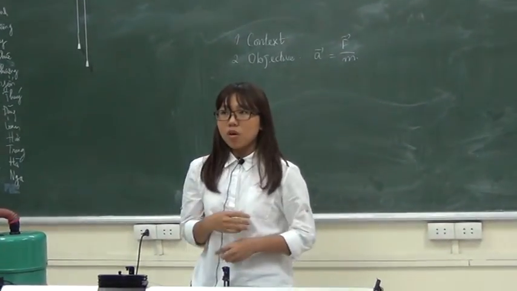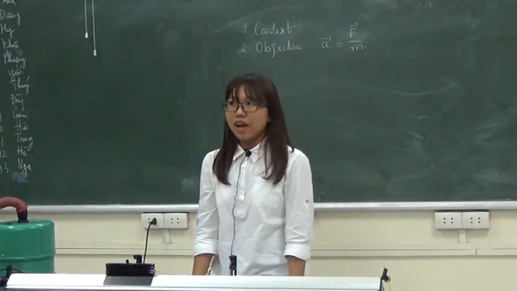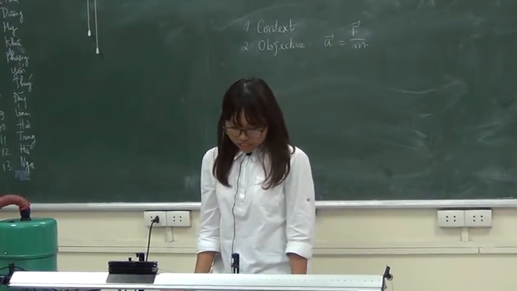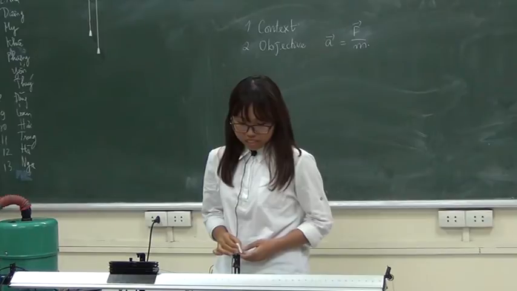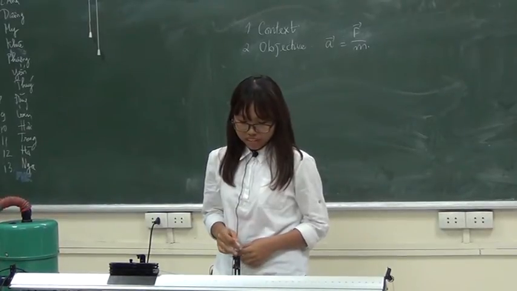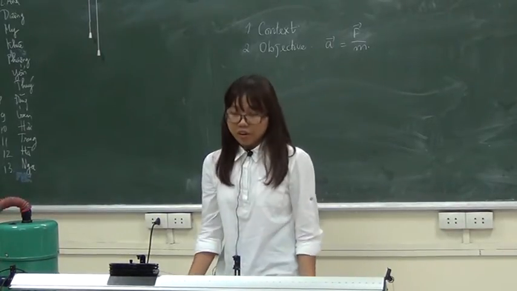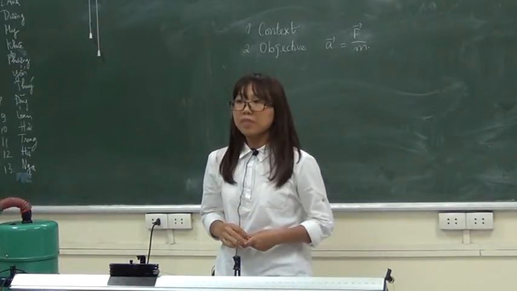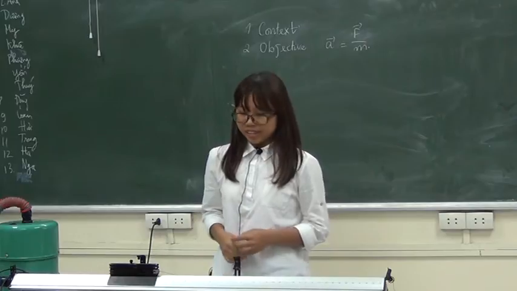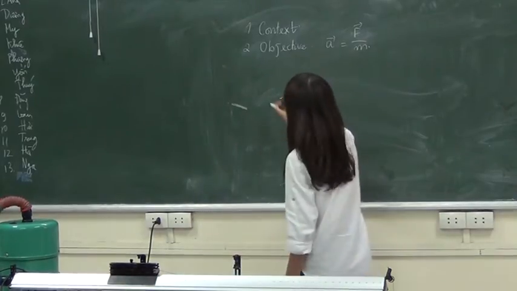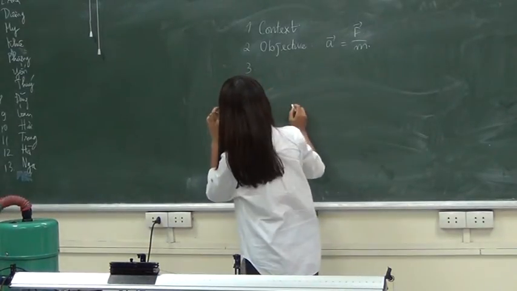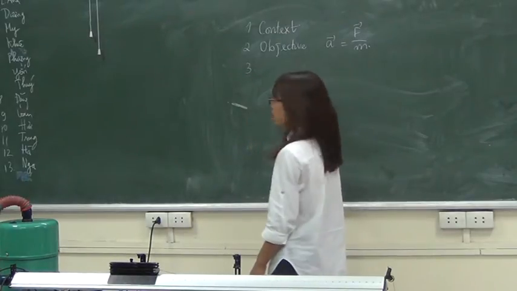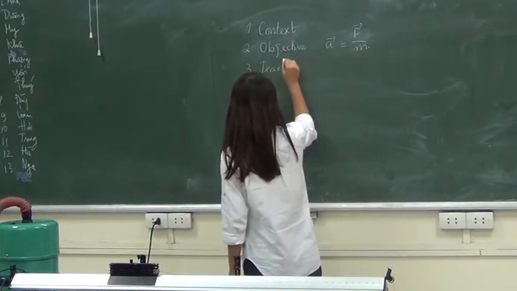And I also hope that students can have four skills. First, they can design the experiment. They can record data and determine the error. And finally, they can compare the result of the experiment with the prediction. And the third part, I will talk about teaching.